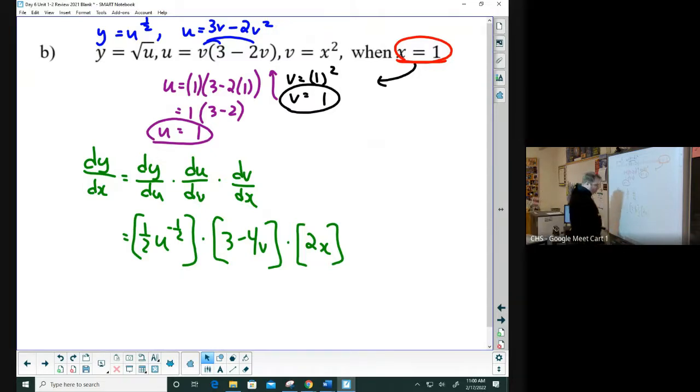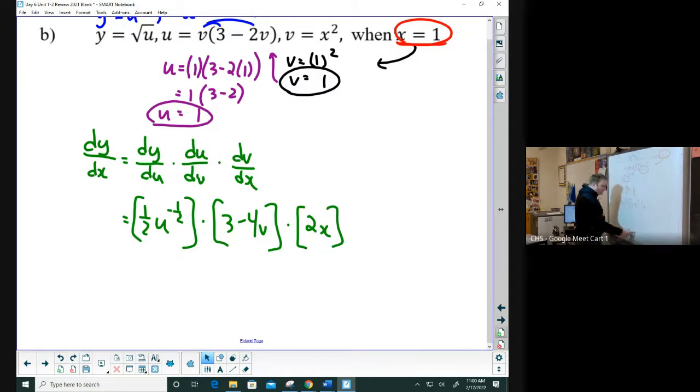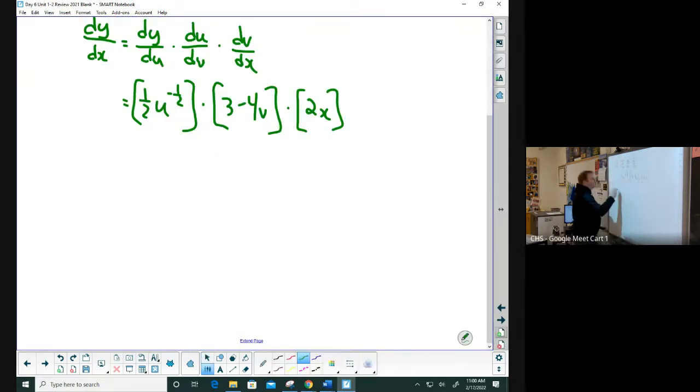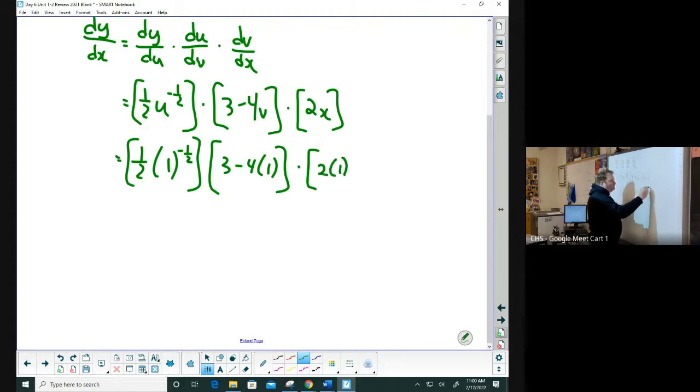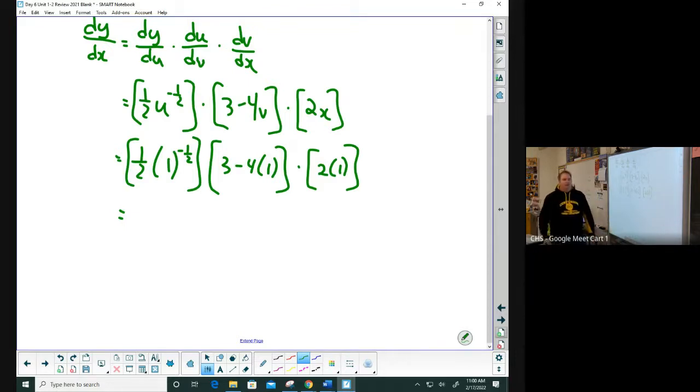All right, so let's go off and plug in. x equals 1, v equals 1, u equals 1. 1/2 times 1 to the negative 1/2, times 3 minus 4 times 1, and 2 times 1. 1 to any exponent, doesn't matter if it's a negative or anything like that, it's going to be 1. 1 to any exponent is 1. So 1 times 1/2 is just 1/2. That's all going to simplify to 1/2.